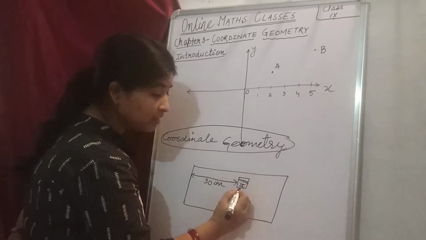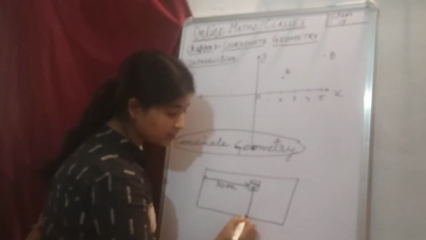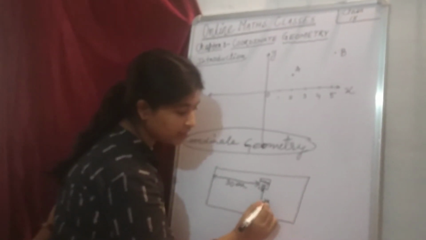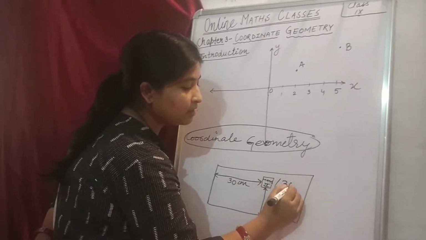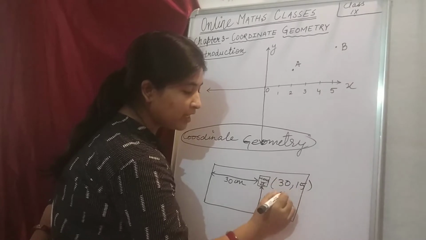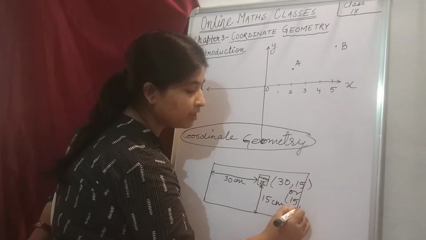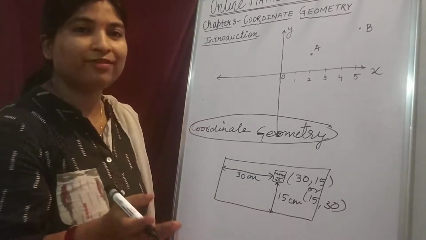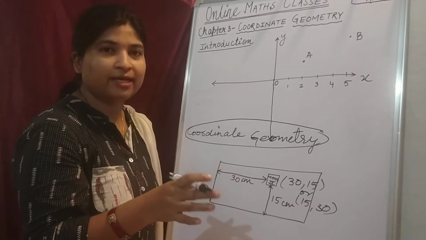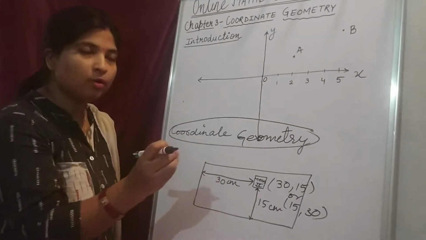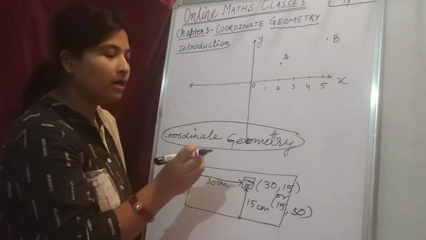Okay, and what is the distance of this book from this line? Like if it is 15 centimeter. So can I say the position of this book is either 30, 15, or 15, 30 both? It depends on what we have taken as x or what we have taken as y. So we will not talk about the x and y. We will just talk about this 30, 15 or 15, 30.